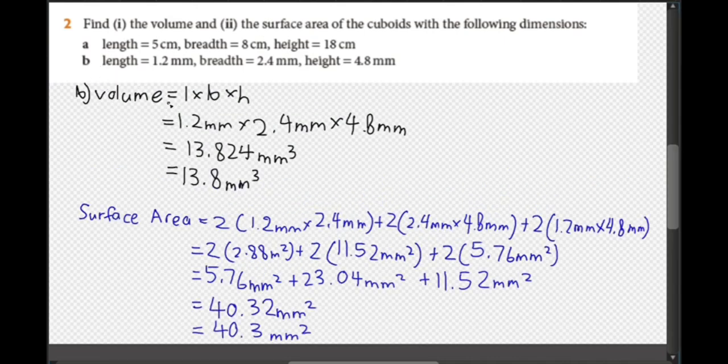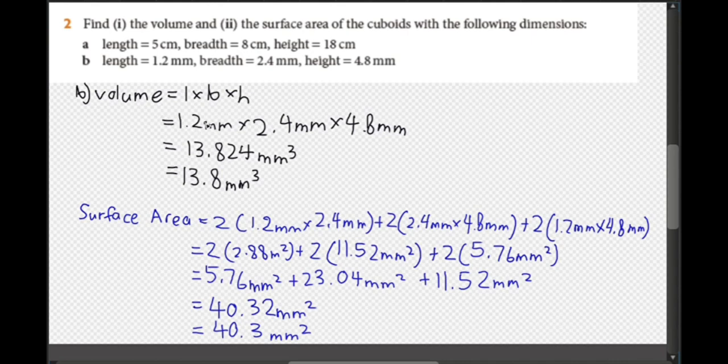Let's look at question B. In question B, it says that the cuboid has a length of 1.2 millimeters, a breadth of 2.4 millimeters, a height of 4.8 millimeters. Now let's count its volume first. Volume, as we all know, is the length times the breadth times the height.